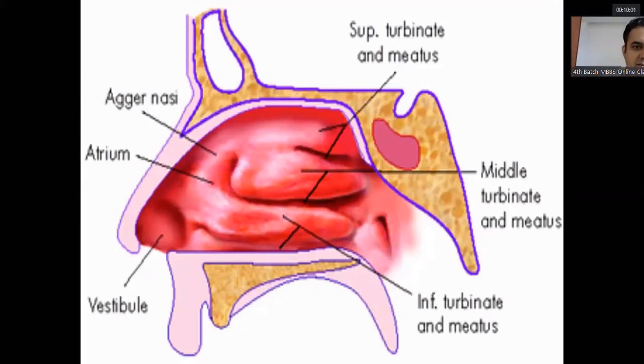The septum has been removed, and this is what we get. This is the vestibule. This is the turbinate. There are 3 turbinates, or sometimes there can even be 4 turbinates. This is the inferior turbinate, and the cavity below the inferior turbinate is the meatus. Then the middle turbinate, and between the inferior turbinate and middle turbinate there is the middle meatus. Similarly the superior turbinate. We'll talk later about the agger nasi and atrium.